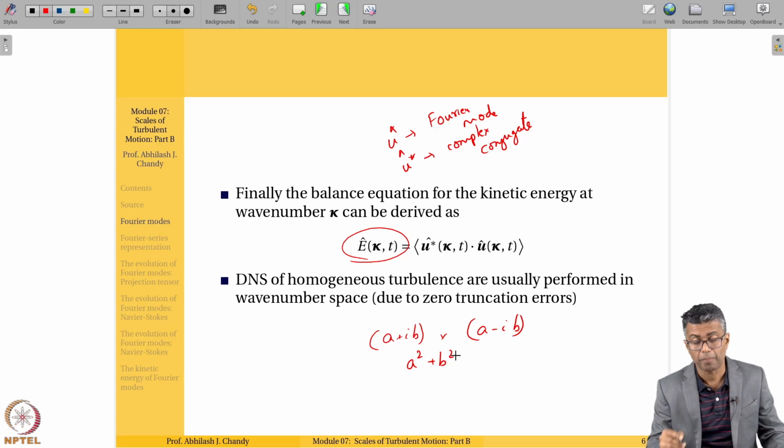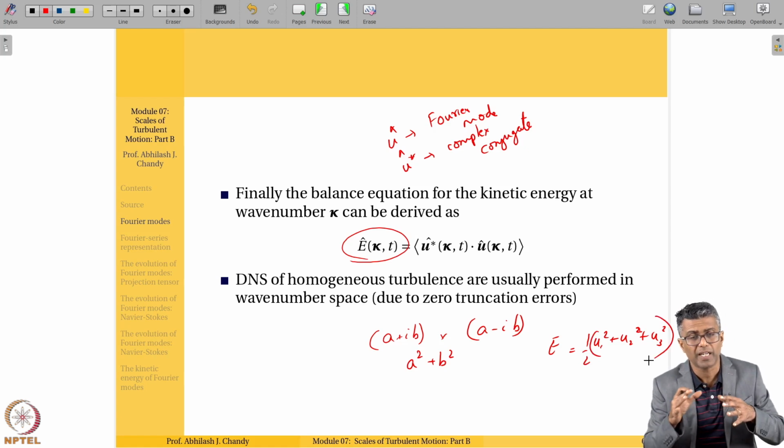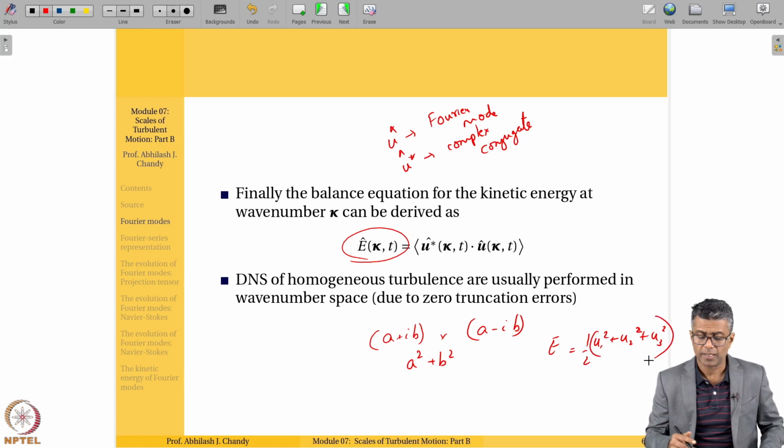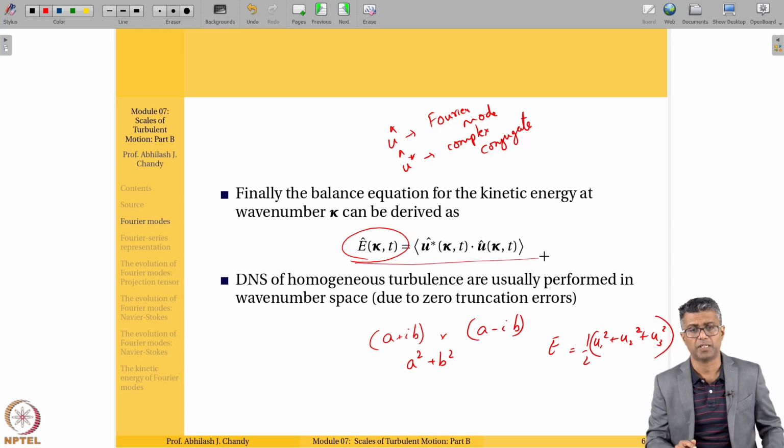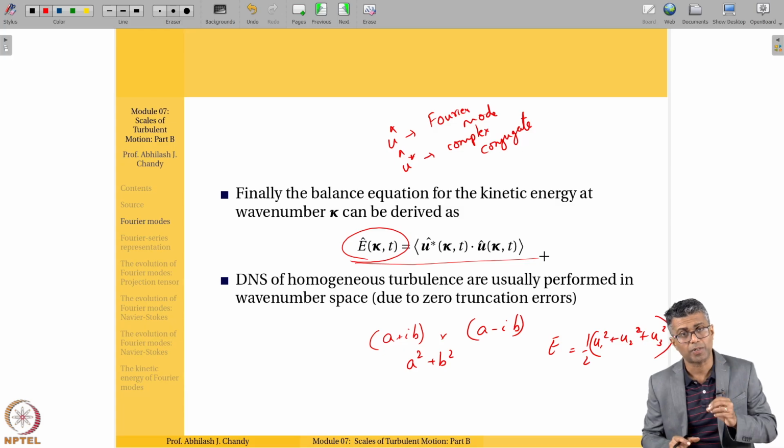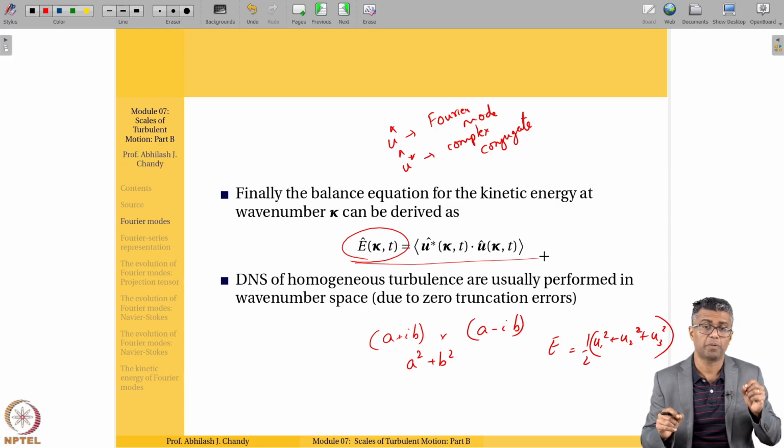Now, if you have multiple components, you will have to take those components together. So essentially the kinetic energy in physical space is u1 squared plus u2 squared plus u3 squared, isn't it? Of course, there is a half in there, since this is kinetic energy per unit mass, but half is just a constant. Your kinetic energy in Fourier space is represented by, again, this is not the exact equation, we will come to that later, u star hat times u hat. Again, a complex number multiplied by its conjugate.